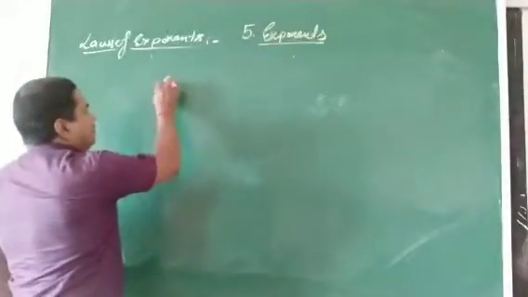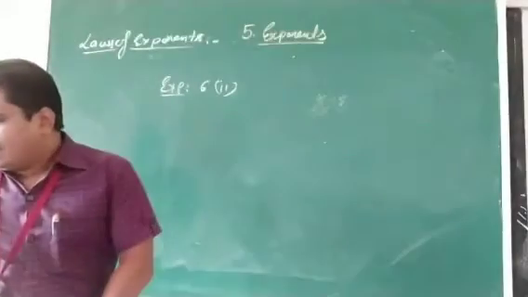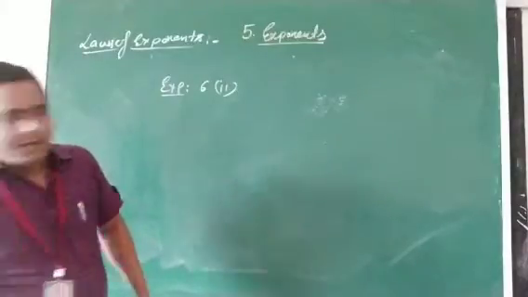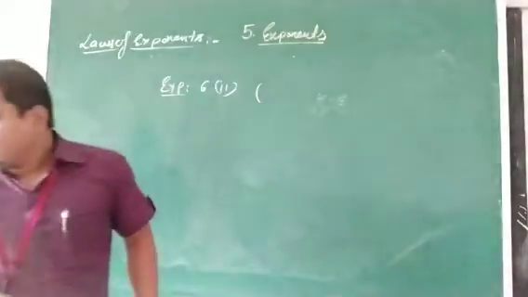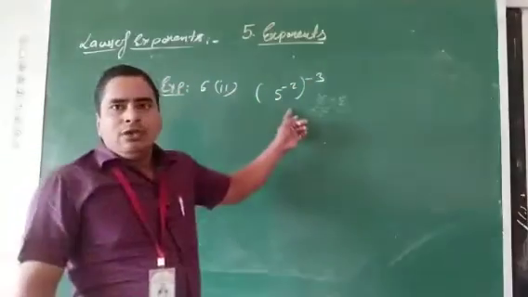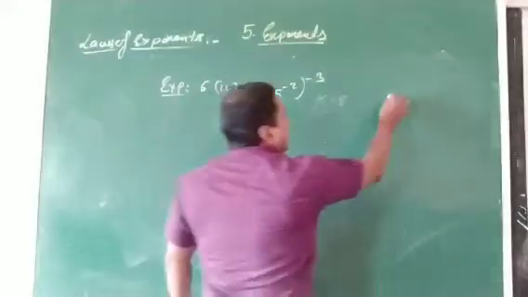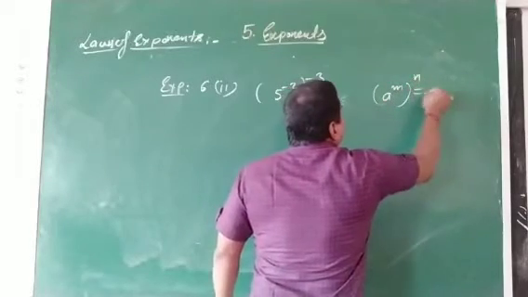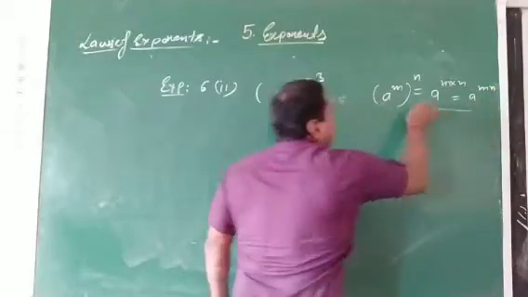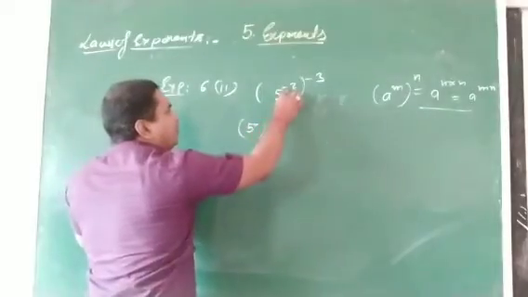Example number 6. What is given? Write each in the exponential form. See here, 5 to the power minus 2 to the whole power minus 3. What is the rule? Here you will apply power of power. Power of power means a to the power m to the power n is a to the power m cross n. This rule you will use here. So see here, 5 to the power minus 2 to the power minus 3.